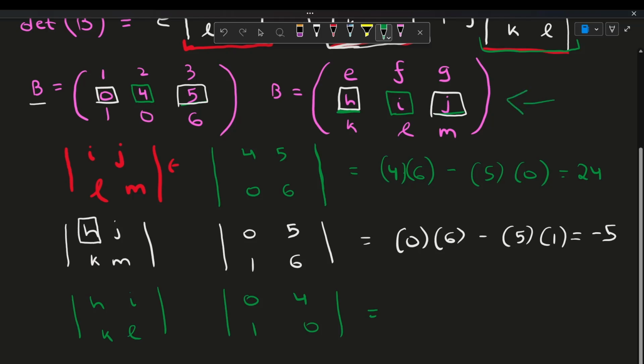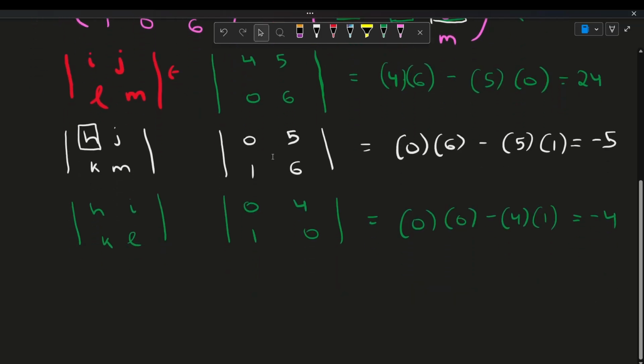This is what I'd like to call the general form of a 3 into 3 matrix with the question. So we just compare them and then plug in the values. That's how easy it is. So now let's find the determinant of this. So 0 times 0 minus 4 times 1, which is 0 minus 4, that's negative 4.